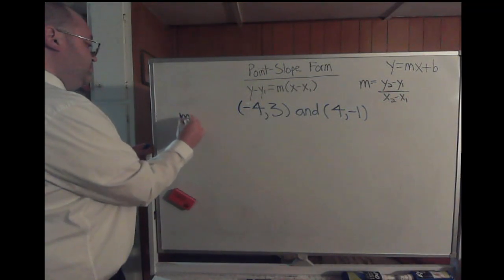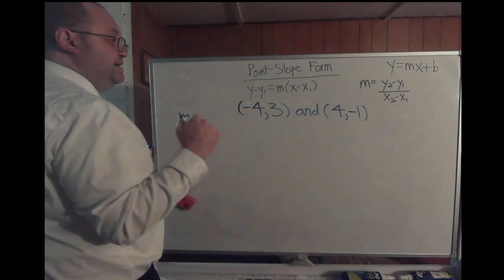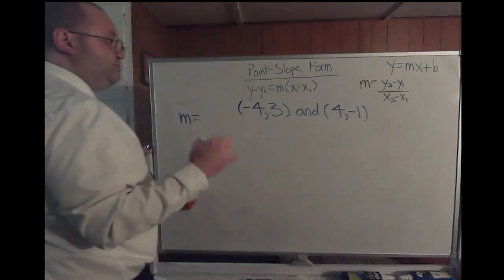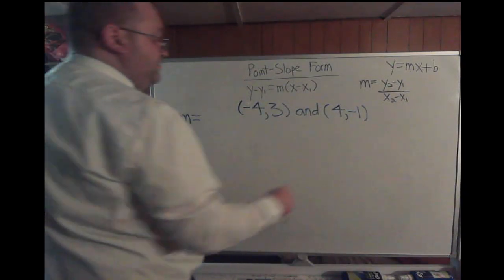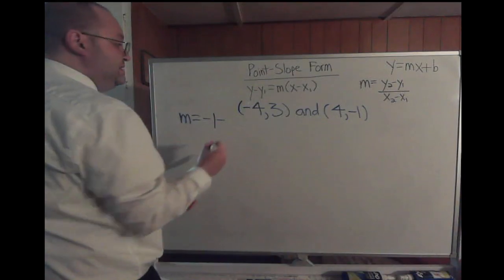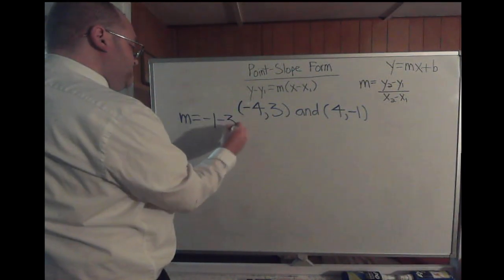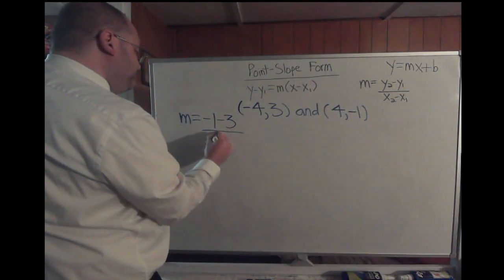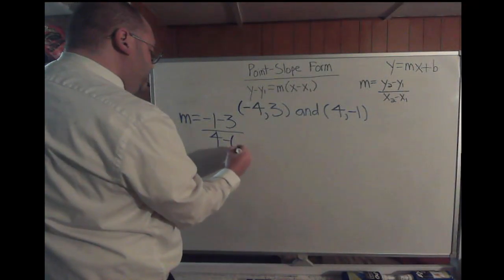Find the slope, which would be y2 minus y1 over x2 minus x1. It doesn't matter which point you pick to be your first point, which point you pick to be your second point. I'm going to pick 4, negative 1 to be my second point. So that's my second point. My y2 is negative 1. You'll have negative 1 minus your y1, which in this case would be 3, over my x2, which would be 4, minus my x1, which would be negative 4.